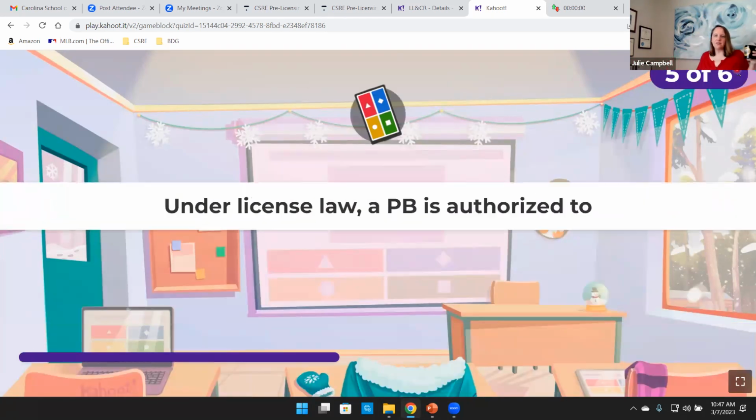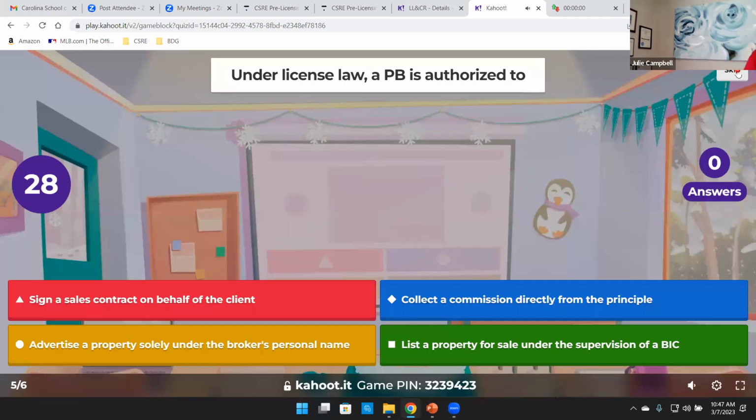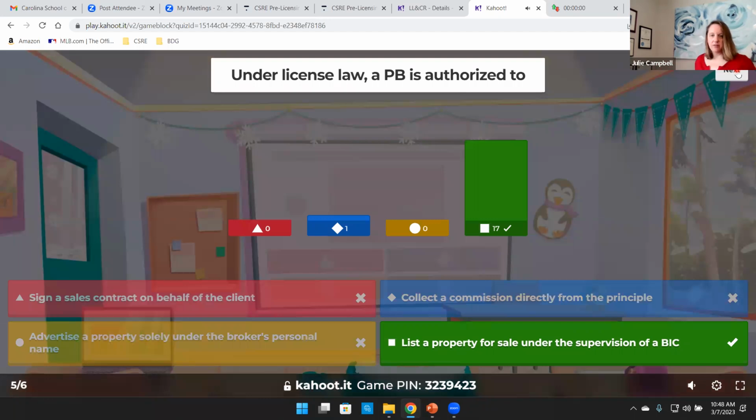Question number 5. Under license law, provisional broker is authorized to. Under license law, a provisional broker can list a property for sale as long as they are under the direct supervision of a broker in charge. Again, provisional broker can do just about anything that a full broker can do, those few exceptions we rattled off. The key is you got to be affiliated by a BIC.